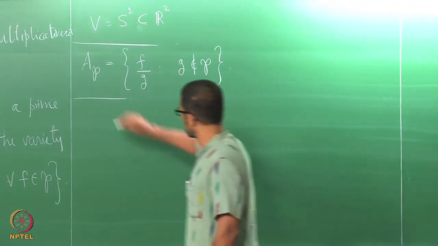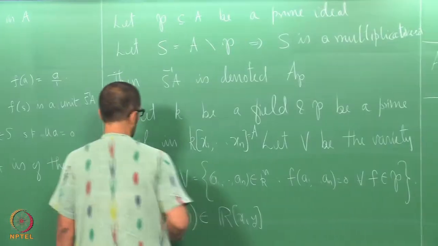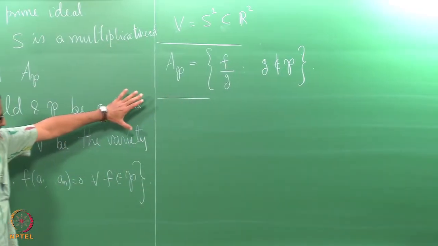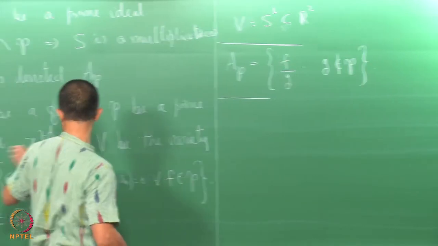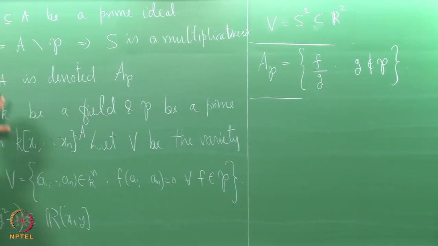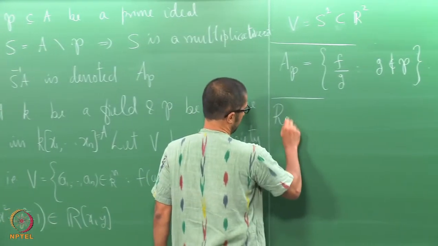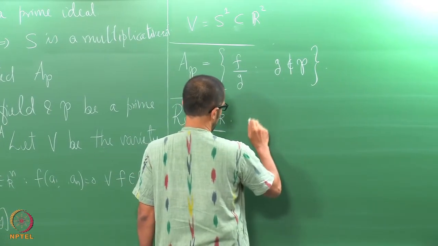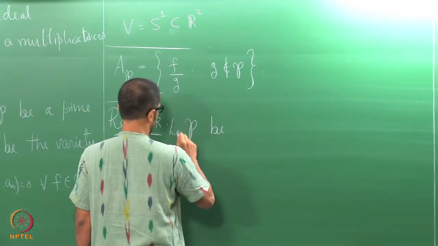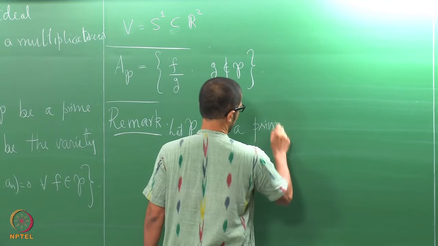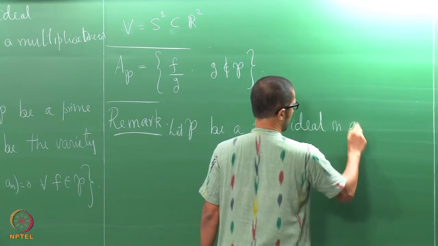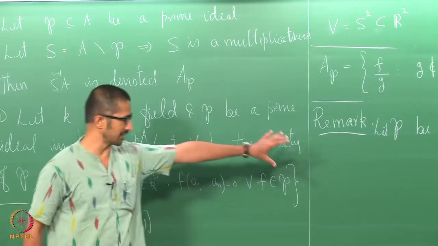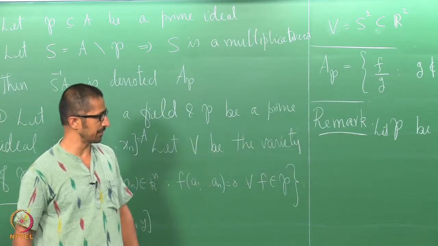So, let us get back to this. This is one of the important applications of localization. Okay. So, now let us look at this ring in general. Here A is k[x_1,...,x_n] and P is a prime ideal and so on. Let us get back to another remark. In general, let P be a prime ideal in a ring A. I am not saying that A is k[x_1,...,x_n]. In general, let A be a commutative ring with identity and P be a prime ideal.